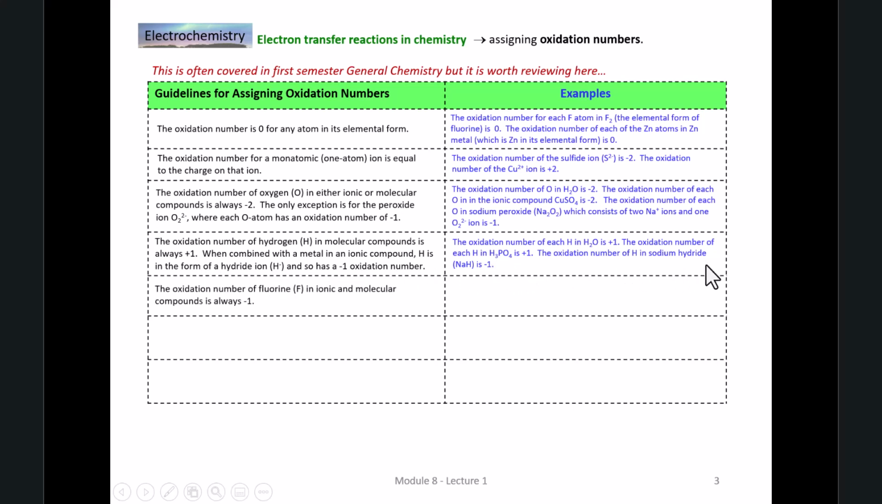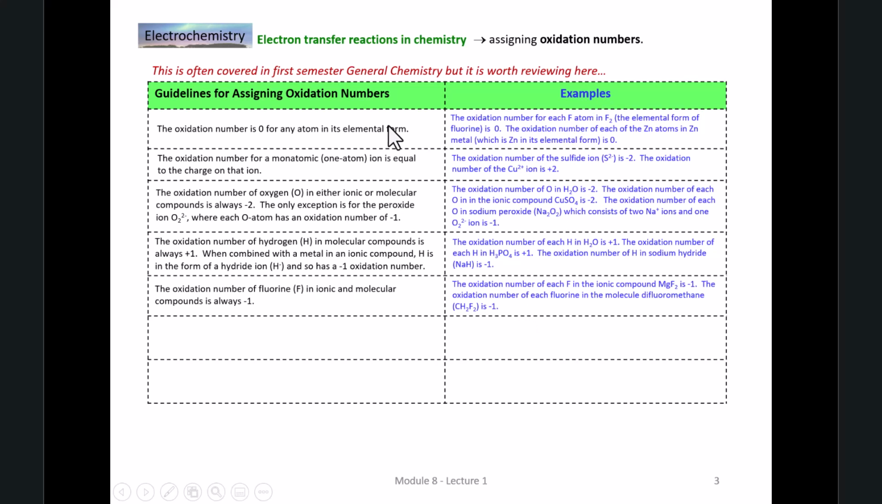The oxidation number of fluorine in ionic and molecular compounds is always -1. So examples: the oxidation number of each fluorine in the ionic compound MgF2 is -1. The oxidation number of each fluorine in the molecule difluoromethane is -1. Now you say, wait a minute, up here we said the oxidation number of fluorine is 0.